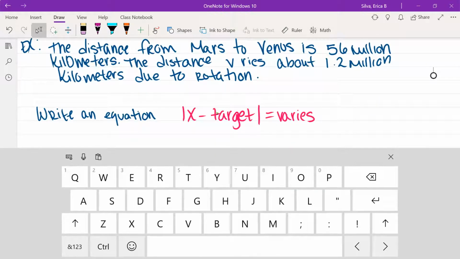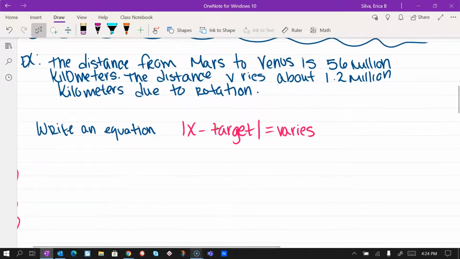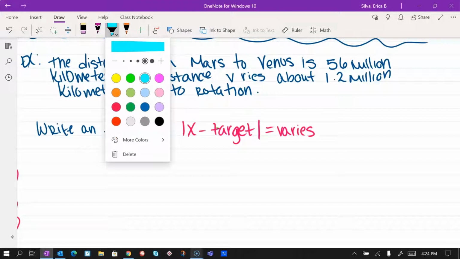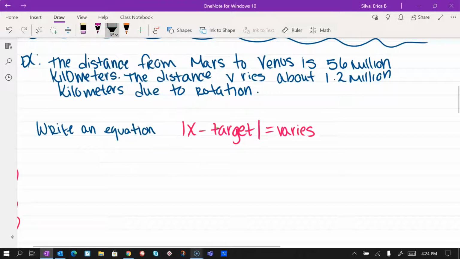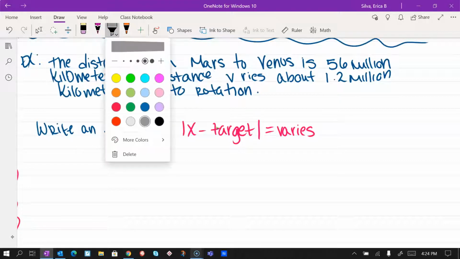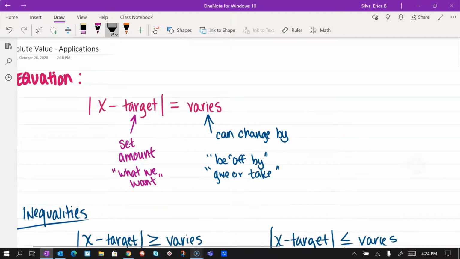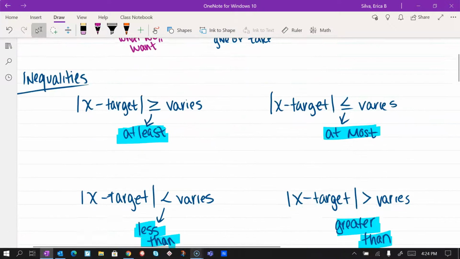All right, so we're going to look at this first word problem. Go ahead and copy it down. And when we write our equations, we have x again minus the target equals our varies. So it's the same equation we wrote up here.